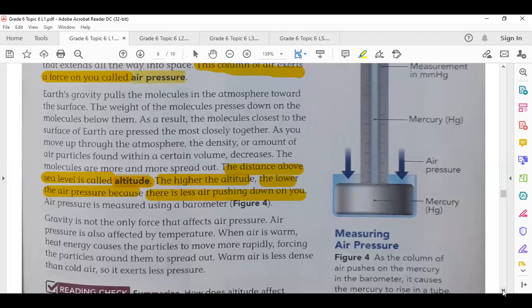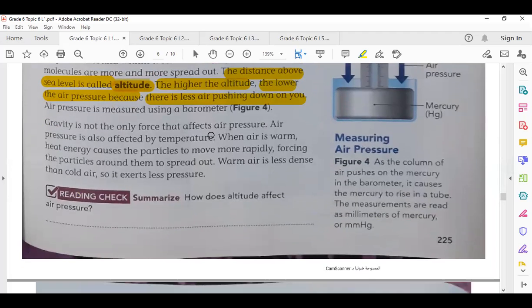The higher the altitude, the lower the air pressure, and the lower the altitude, the higher the air pressure. So it is inverse. This is inversely proportional. When the altitude increases, air pressure decreases. When the altitude decreases, air pressure increases. Understood? Okay.